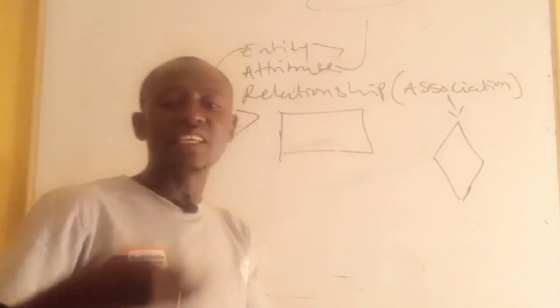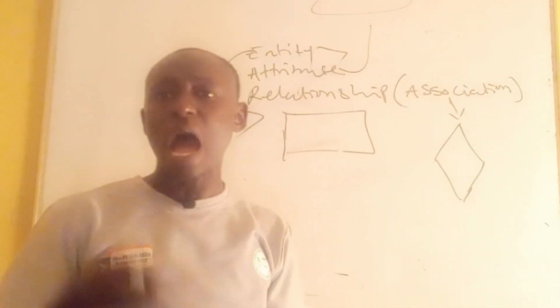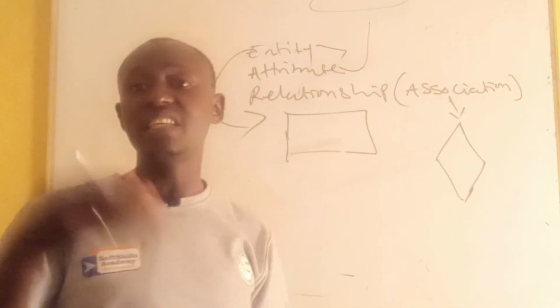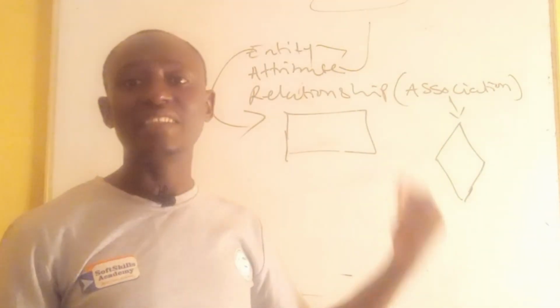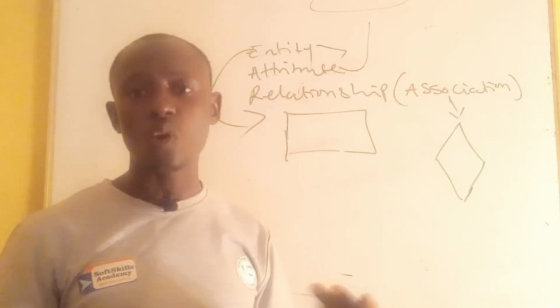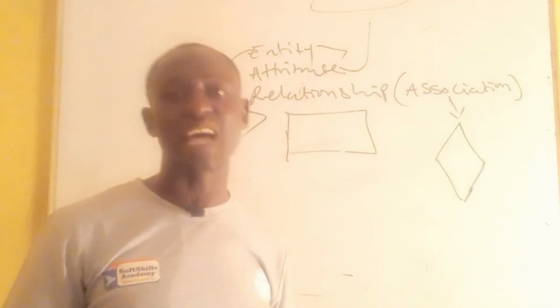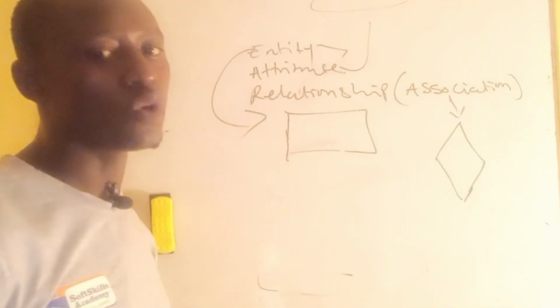The entity relationship model defines the structure of the database and how the entities in this database interact with each other. And these entities are what we call tables in a database management system.